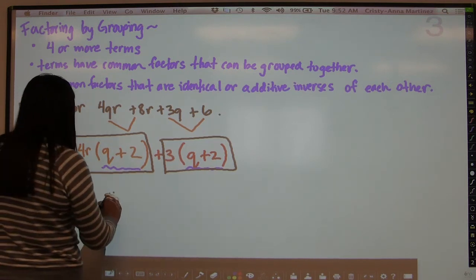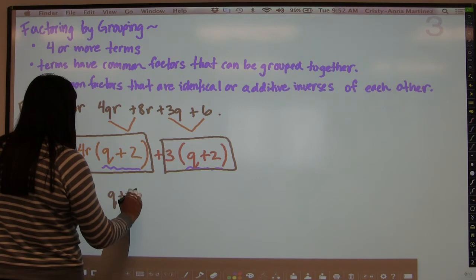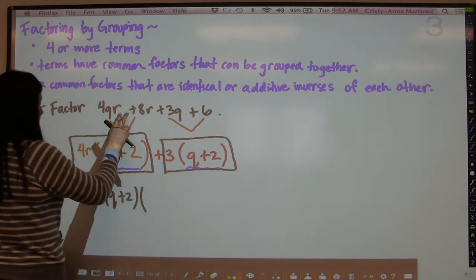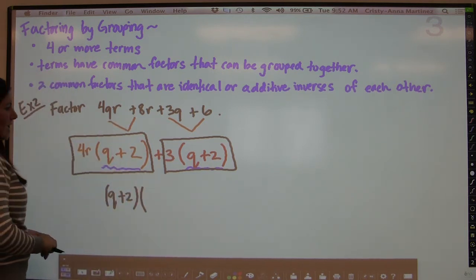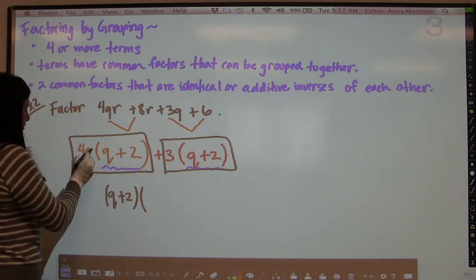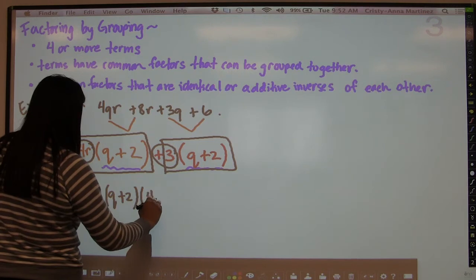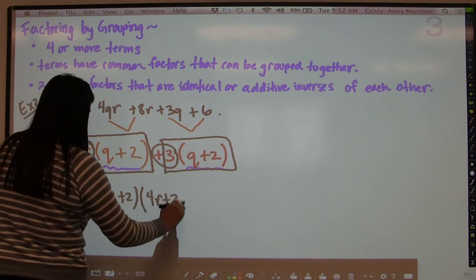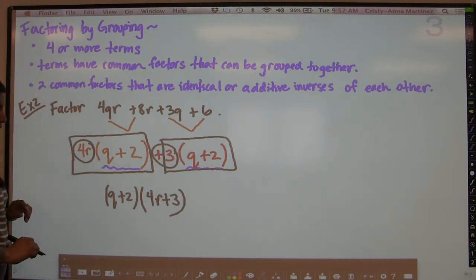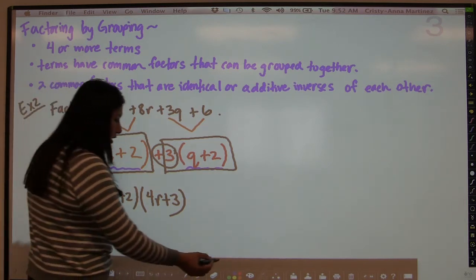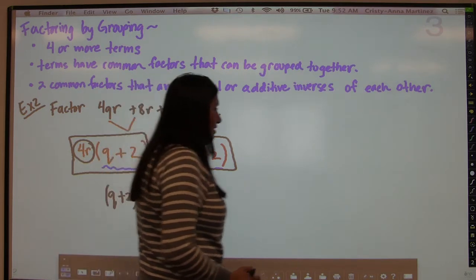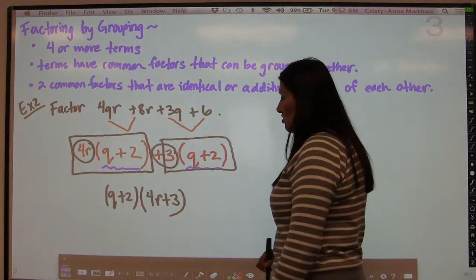So the q plus 2 is going to come out just like before when the factor was common, it came out. And so what's going to be left is the 4r and the plus 3. So that goes in these parentheses, 4r plus 3. And that is how you can factor by grouping. And again, if you want to check your work, you can do that very easily by foiling. You can go backwards and multiply it all out.